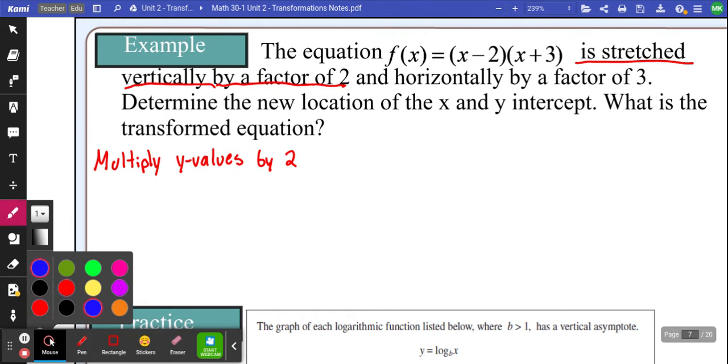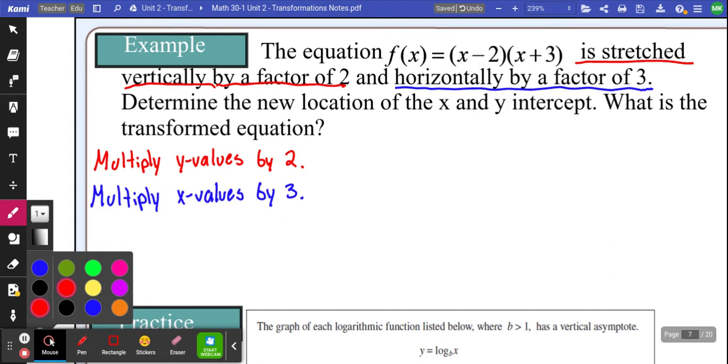And horizontally by a factor of 3. Horizontal means what? X values, perfect. So I'm multiplying x values by 3. It's not 1 over 3. It is 3 because they use it in a sentence, by a factor of 3.